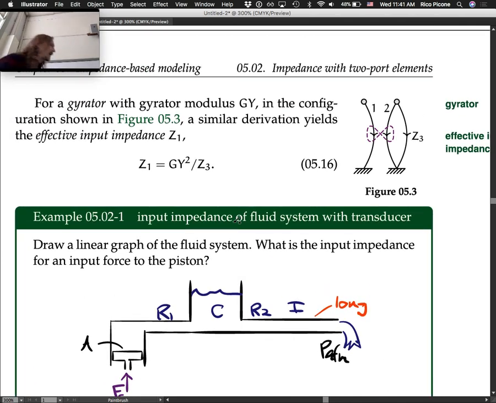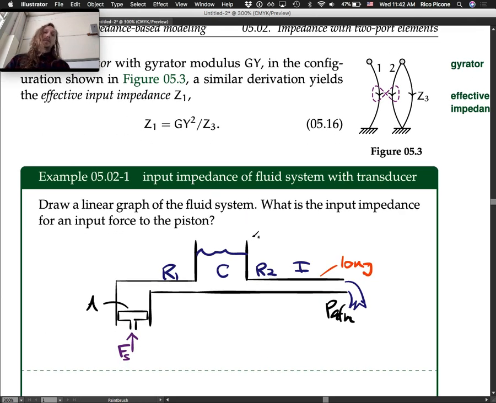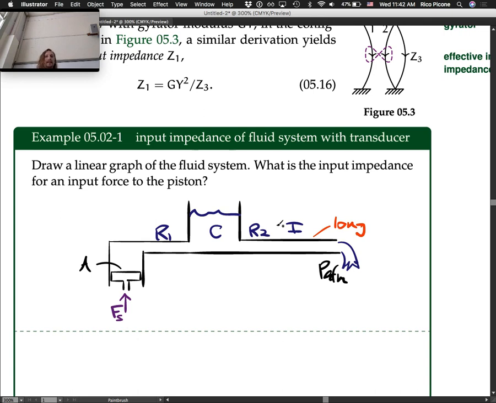So we've got now an understanding of how an impedance from one side is reflected through. It's commonly called reflected through. I don't really know why it's called reflected, but it is. Okay, so here's an example. Draw a linear graph of the fluid system. What is the input impedance for an input force to the piston?